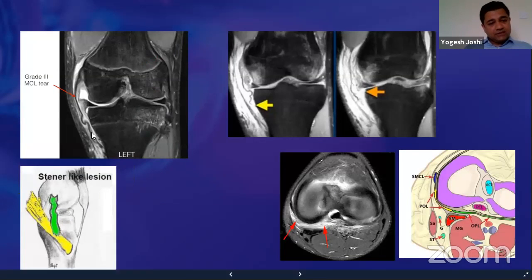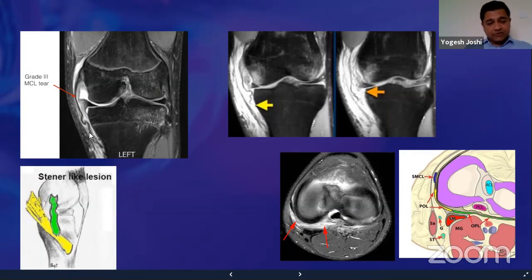Now, this is an interesting one. So this MCL has been injured and has been disrupted on the distal side. So on the tibial side, the MCL has come off. And you can see the deep MCL is still attached on the tibial side.